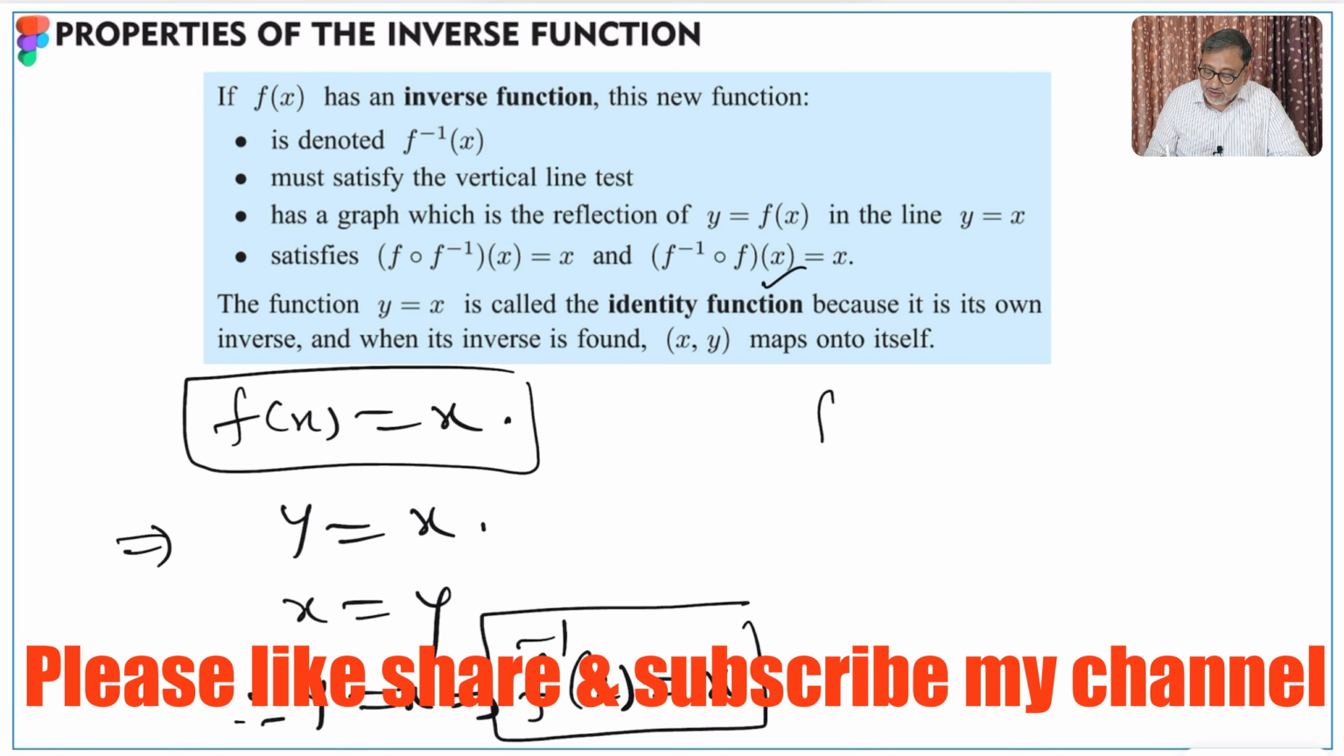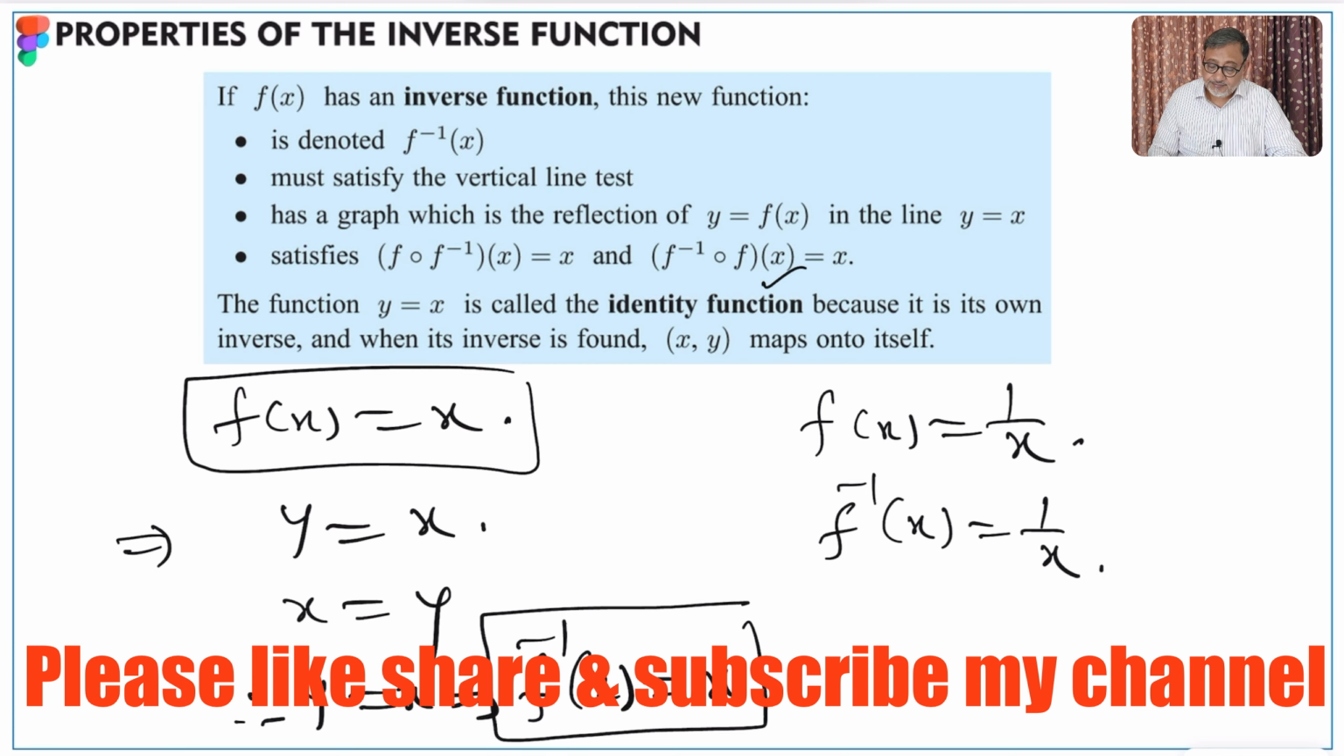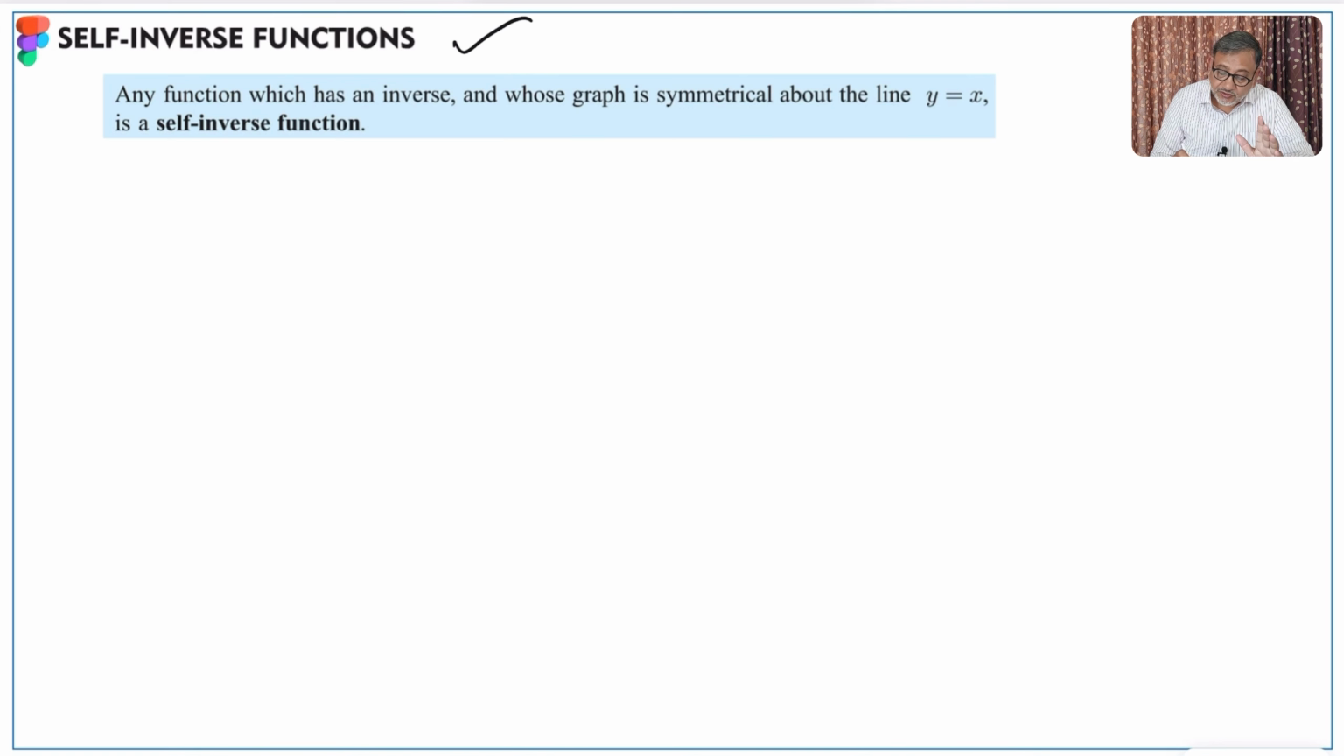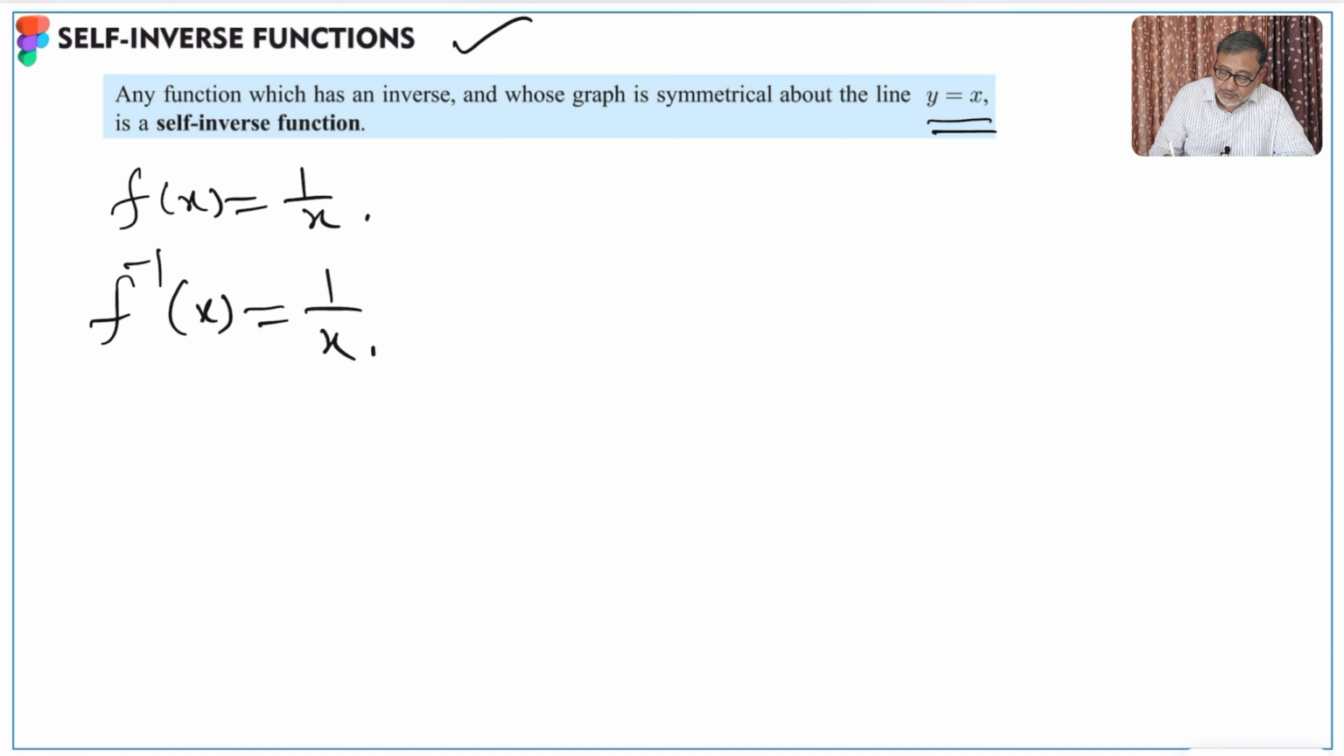In the same way, f of x is equal to 1 upon x is also an identity function. Its inverse will also be the same thing, f inverse of x is 1 upon x. Self inverse function. We already discussed that for the self inverse function, the graph is symmetrical about y is equal to x. I will show you the self inverse function of f of x is equal to 1 upon x. F inverse of x is also 1 upon x. Let me show you its graph.